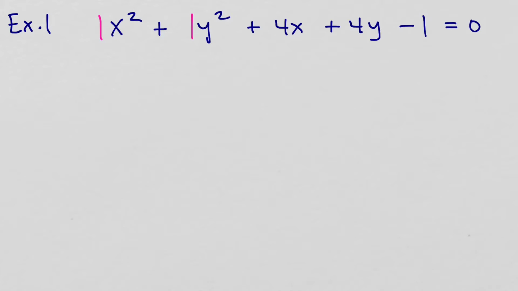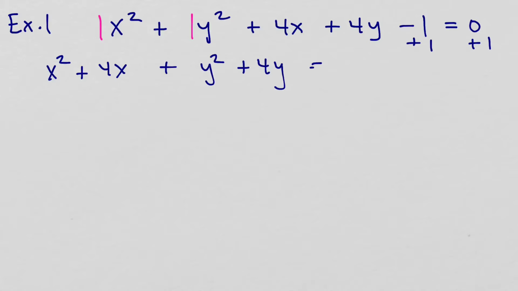So the first thing we're going to do is organize our terms. We're going to put the x terms together. We're going to put the y terms together. And we're going to add the constant term, or subtract it if it's the other sign, to get it over to the right-hand side of the equals. In this case, it's going to be positive.